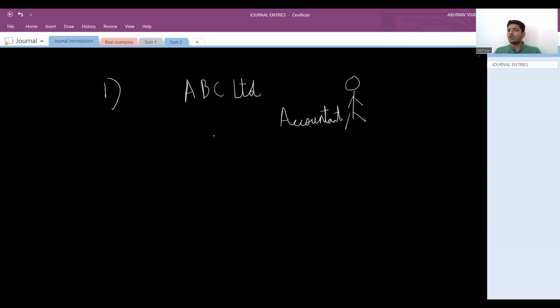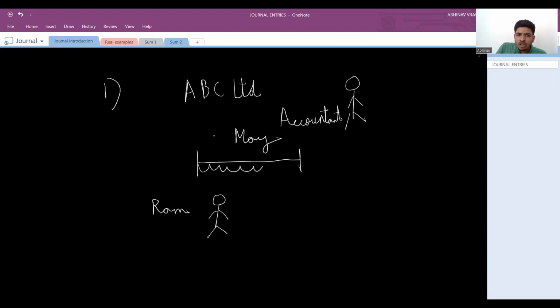So let's start. You're the accountant of ABC Limited. During the month of May, an employee of the company ABC Limited, his name is Ram, worked for the entire month of May. At the end of the month, Ram comes to you as you're the accountant, and he says, sir, I worked for the entire month, I would require some salary now. His salary is 20,000 rupees per month. Since Ram worked really well, you're inclined to give him salary.